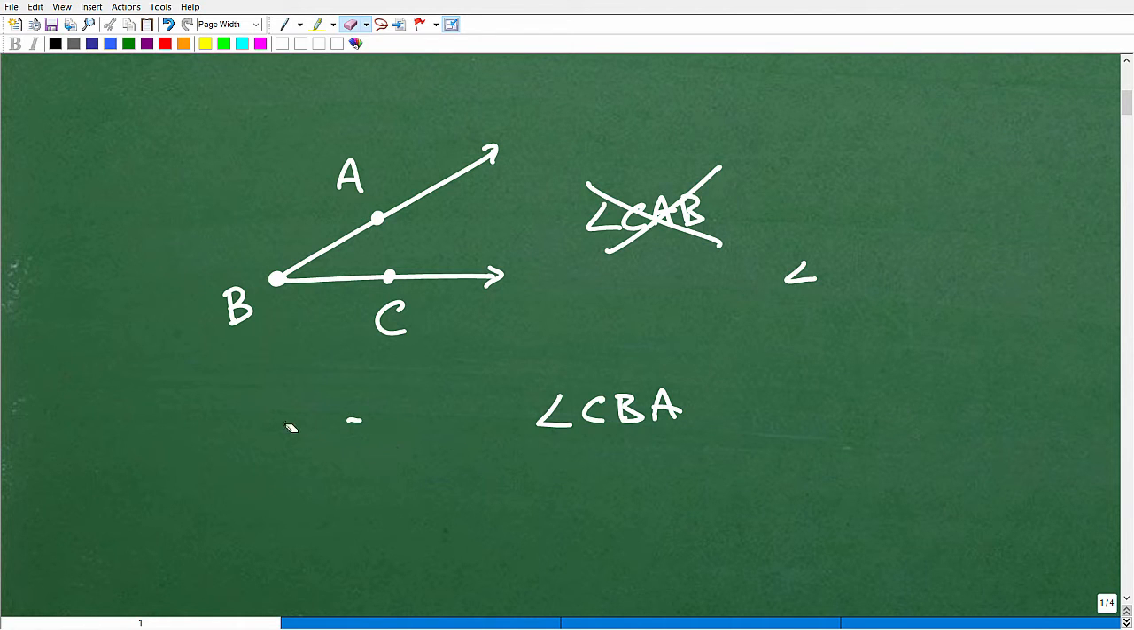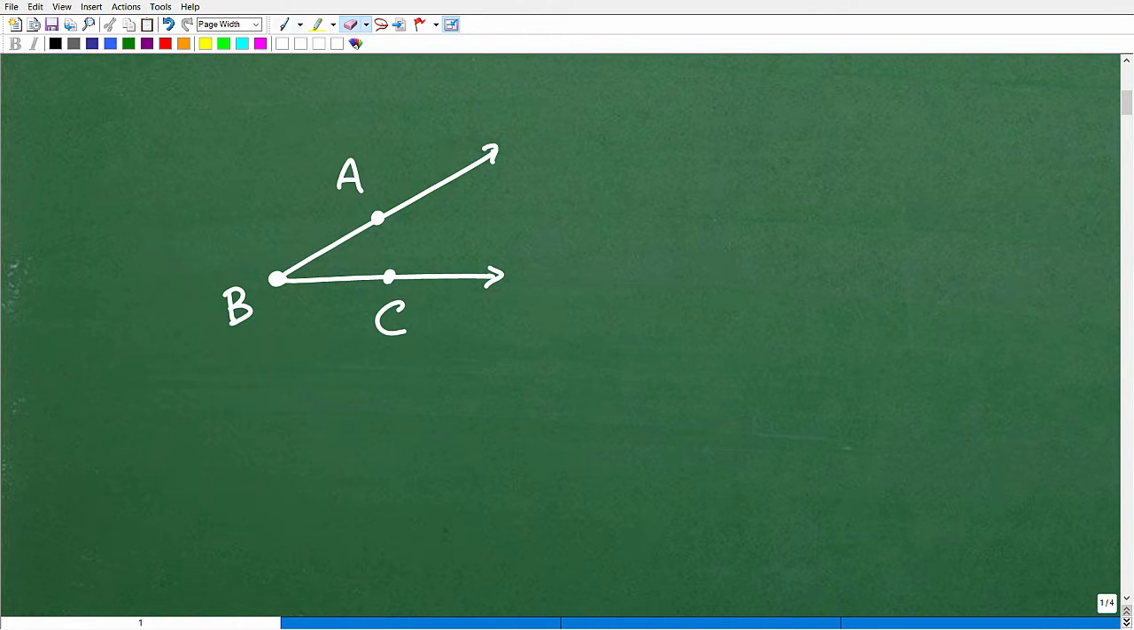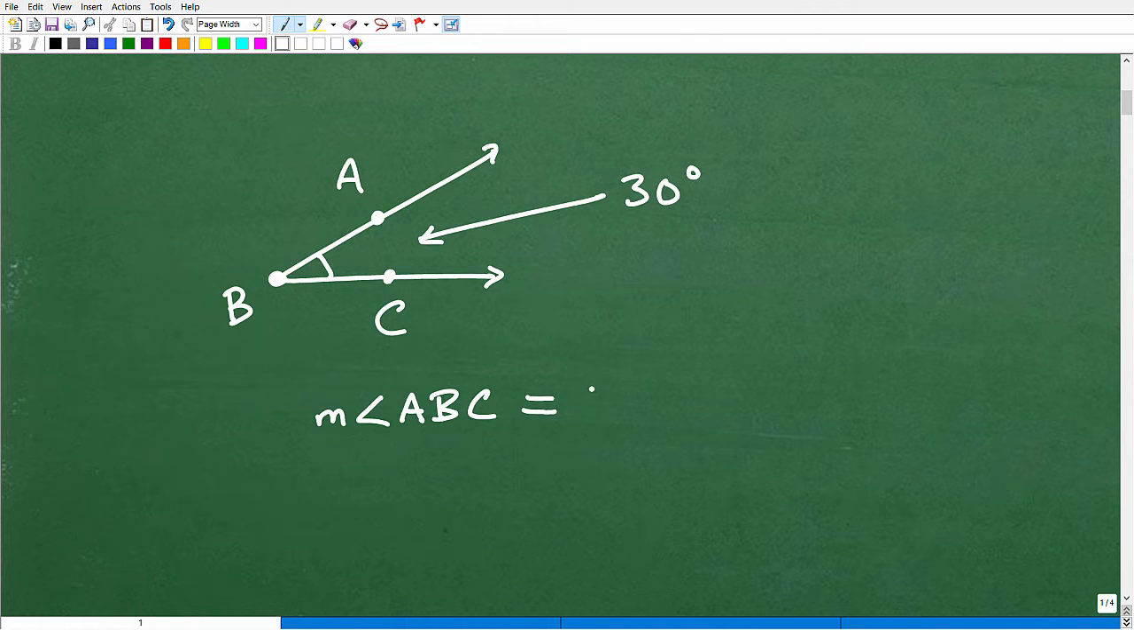So now let's take this a step further. Let's say this particular angle is 30 degrees. If I wanted to represent that more formally using geometry notation, I could put a little m in front of my angle, like this, and say the measure of angle ABC is equal to 30 degrees. That's very, very common notation. When you want to give the measurement of an angle, you can write it like so.